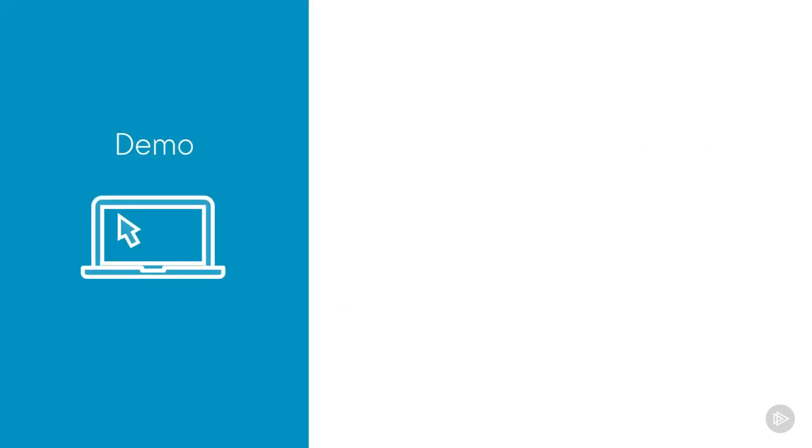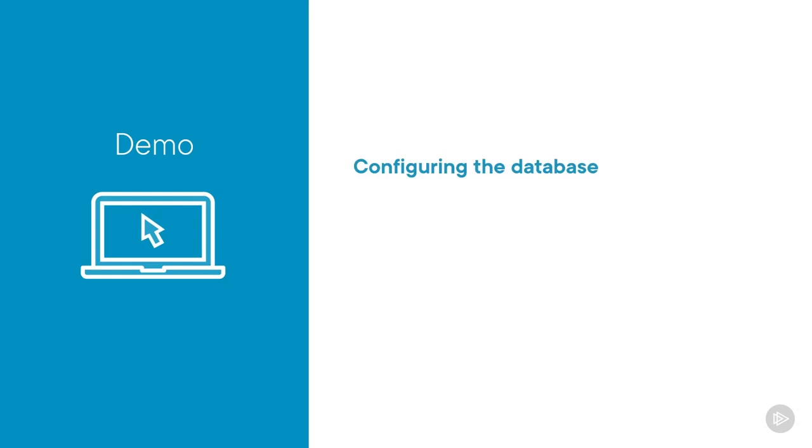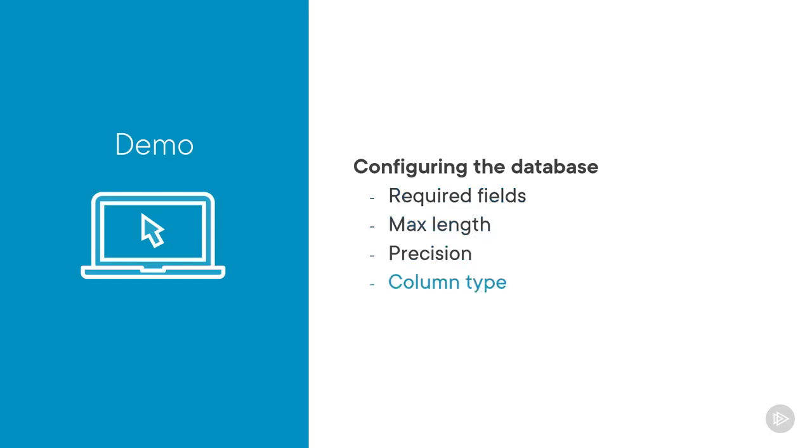So in this demo we'll look at how we can modify how EF Core infers our data model to make sure that we get the database configuration that we desire. We'll look at how to set up such field-specific things as which fields are required fields, the max length of a string field, the precision of a decimal field, and the column type of a field. We'll achieve all of this using data annotations.